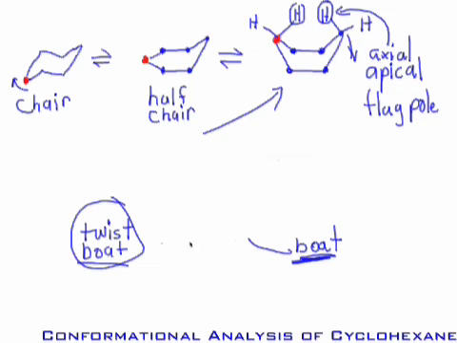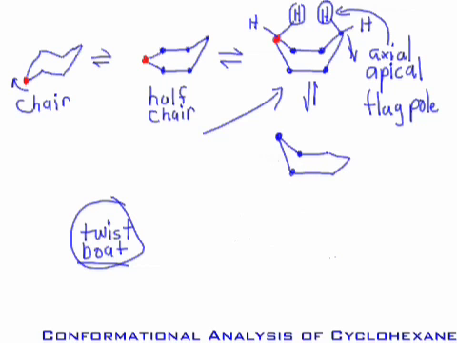Then what we get, I'll draw an equilibrium arrow down, is a new half chair where this guy is up. He's not moving now, so I'm going to make him blue. And the carbon that moved down, I'm going to make red.